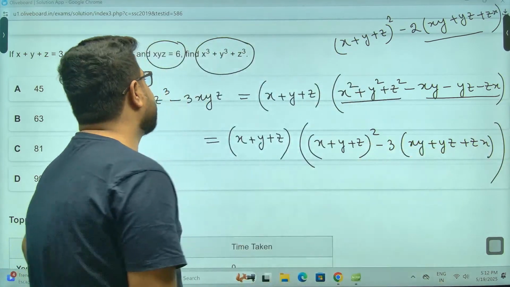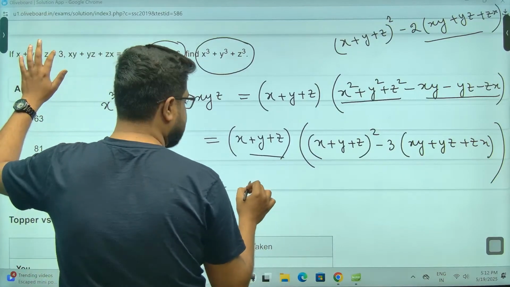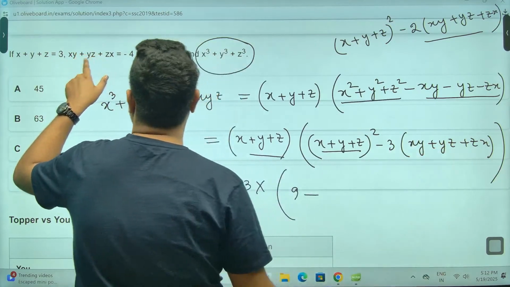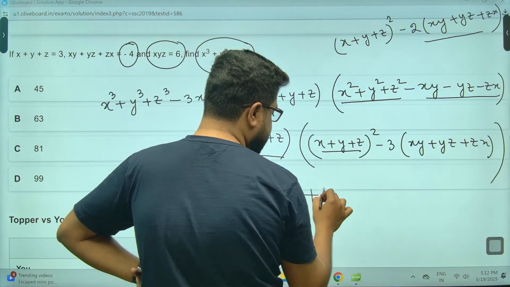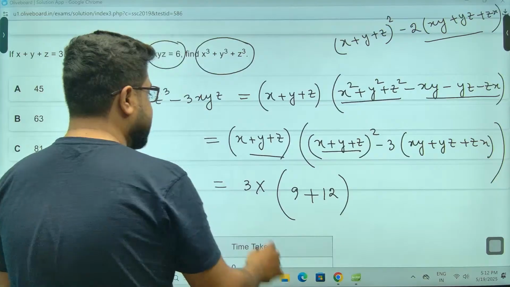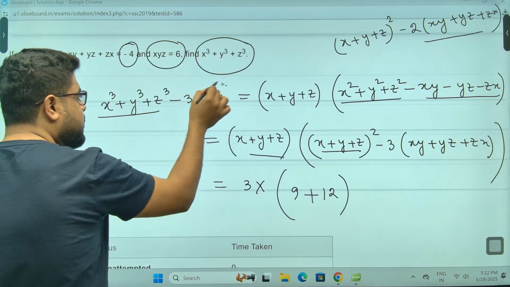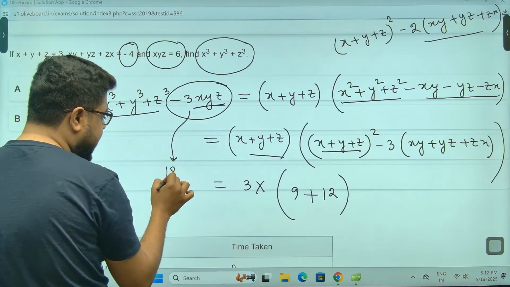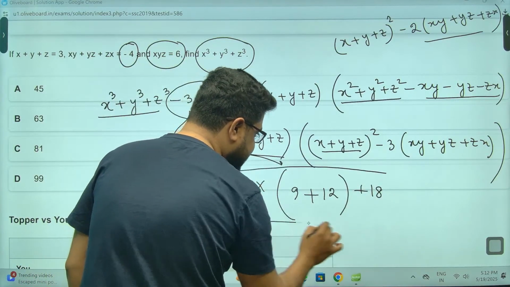Just put down the values, sir. Everything we know. x plus y plus z is 3, so 3 squared is 9, minus 2 times of xy plus yz plus zx, which is equal to minus 4. Minus into minus, minus 2 into minus 4 becomes plus 8. Now this is equal to x cube plus y cube plus z cube minus 3xyz, and that value I also know, 6. That means minus 18 this side, so it will come to that side and become plus 18. That will be your answer, sir.